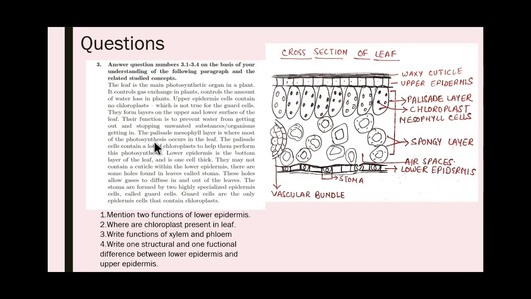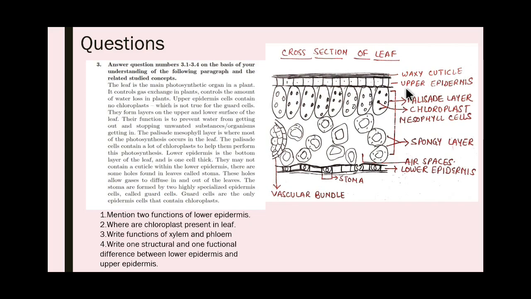Now this one is a paragraph based question, which is the current blueprint of your board question paper. In this, a concept will be given to you regarding the syllabus covered, and 4 questions. So let's deal with it. Now this paragraph you will study, you will find that it is the detailed description of a cross section of a leaf. Here I have made the cross section of the leaf.